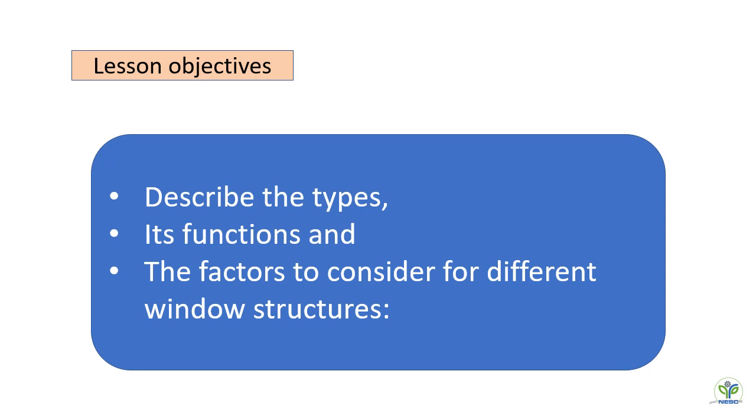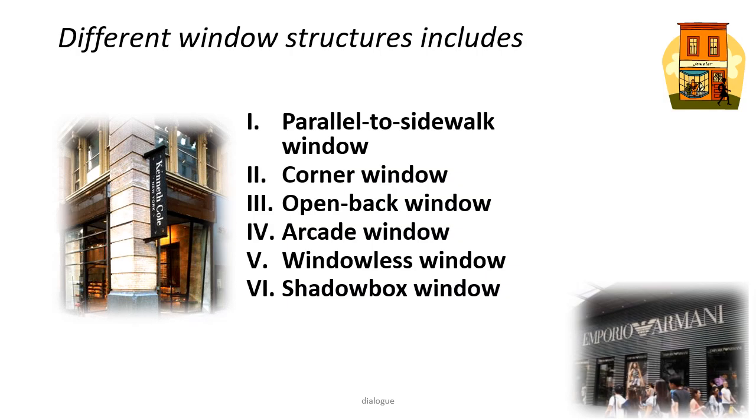Here is our today's lesson objective. At the end of the session, you will be able to describe the types, functions, and factors to consider for different window structures. Different types of window structures include number 1, parallel to sidewalk window, number 2, corner window, number 3, open back window, number 4, arcade window, number 5, windowless window, number 6, shadow box window. So let's go through it in detail.